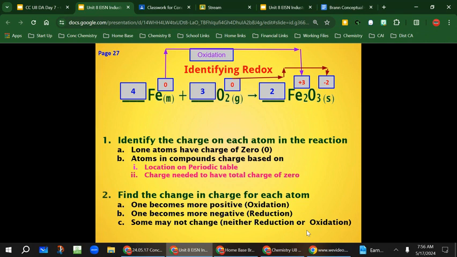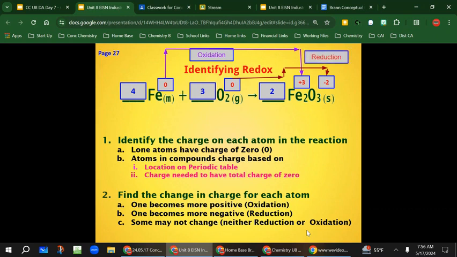What are the only ways charges can go? Up or down. So what is happening from 0 to -2? It's going down. What do we call it when something goes down? Reduction. We call it reduction.